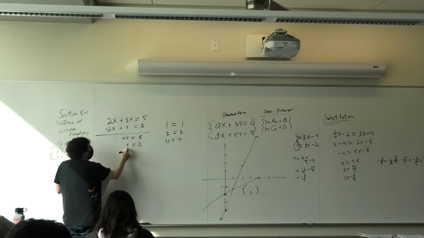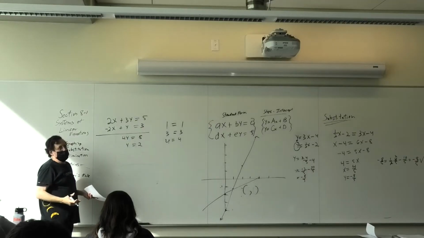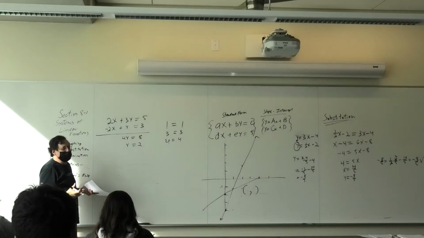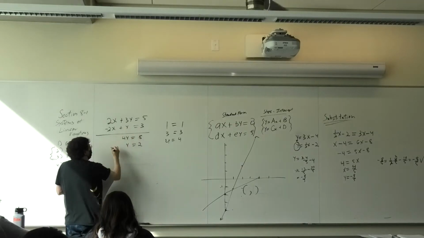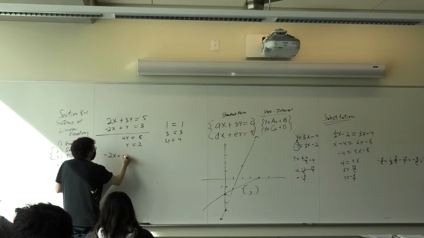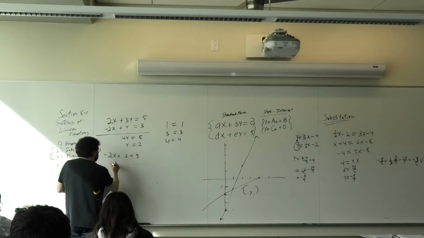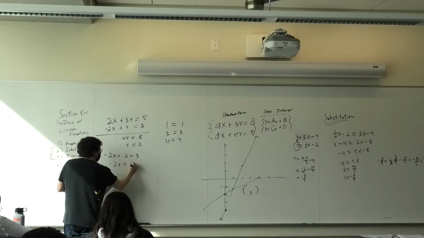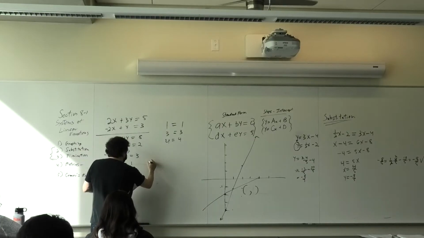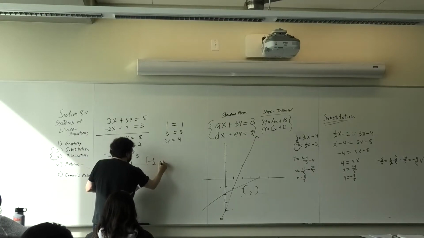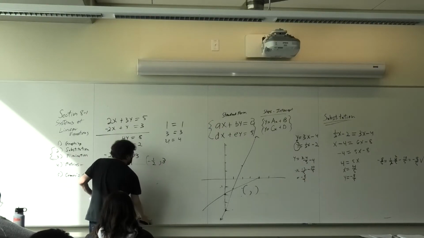I now still want to get my x, so I look back at my two equations. I can use either of them. So I want to pick the one where it looks easiest. And for me, I think, well, if I plug in a 2 here, I get negative 2x plus 2 equals 3. I subtract 2 from both sides, and I get 2x equals 1, or x equals negative 1/2. So again, my solution point is negative 1/2, 2.